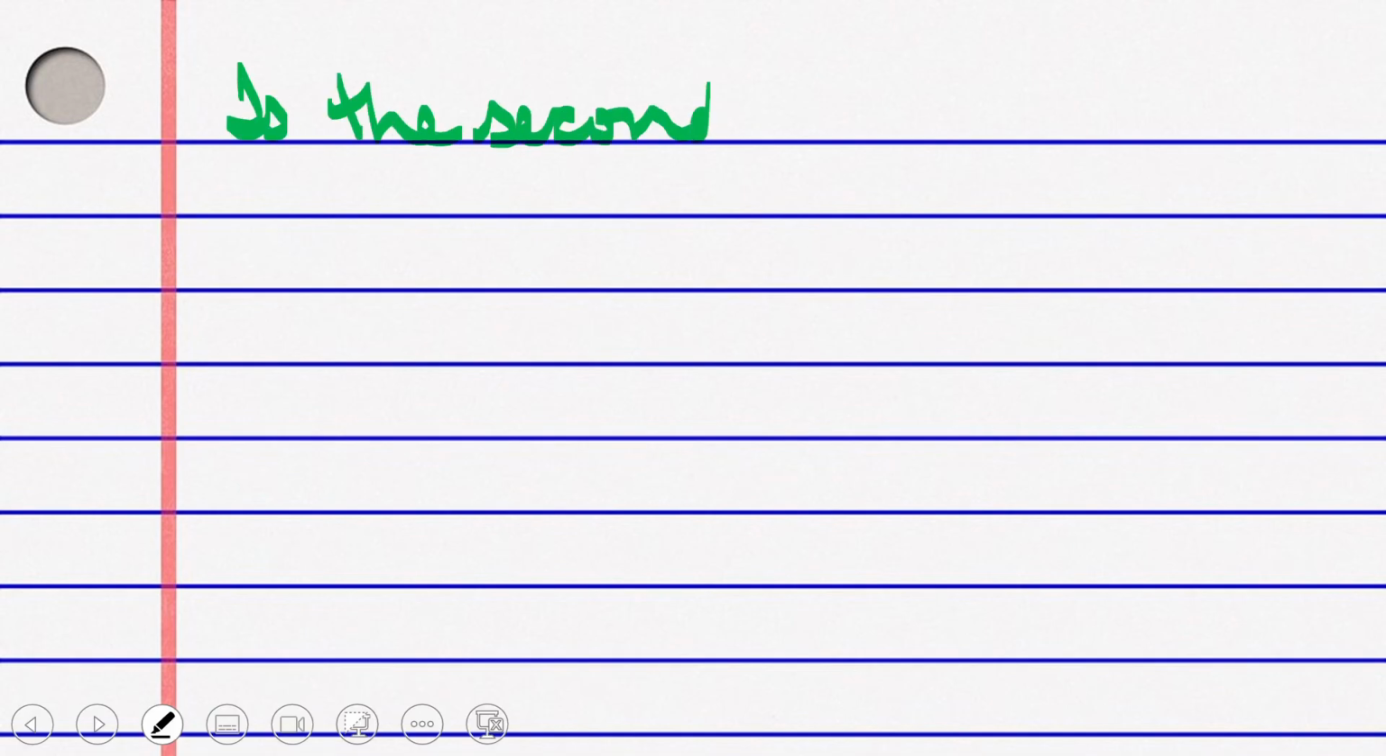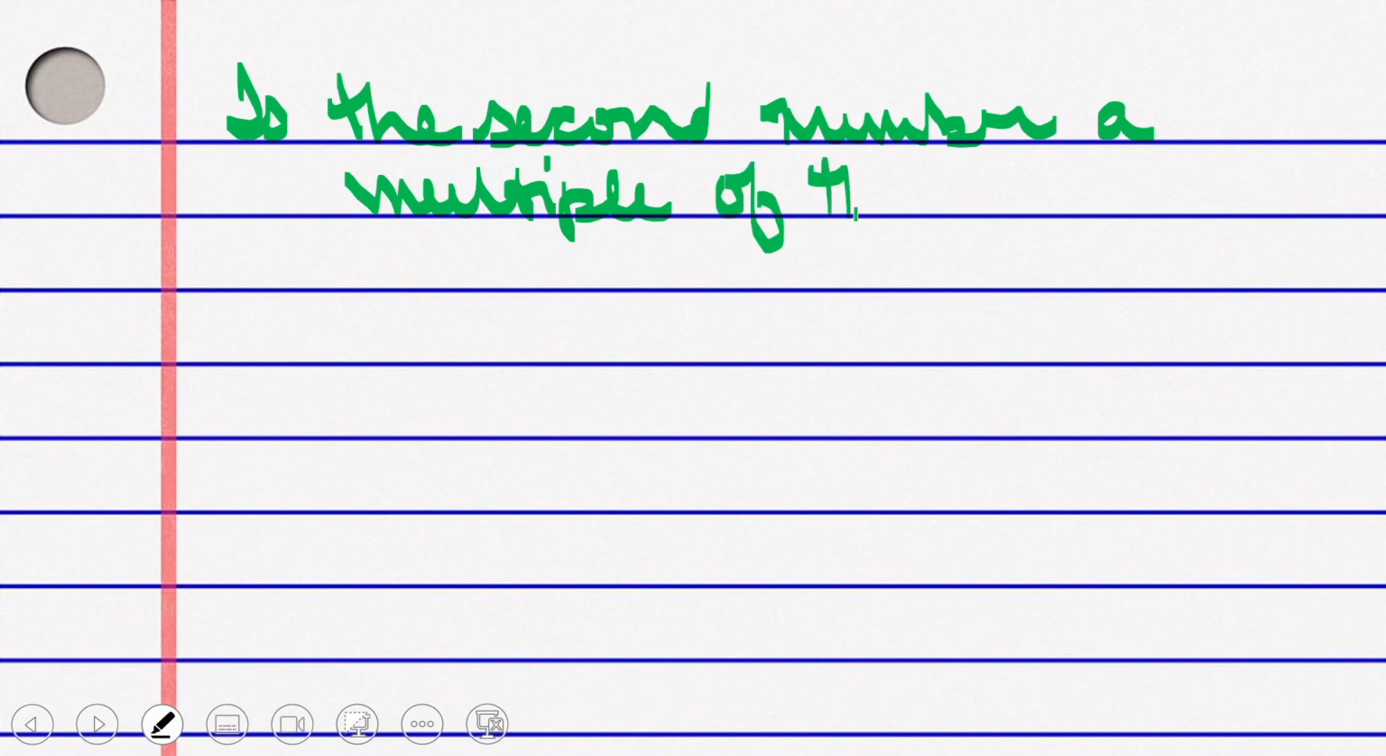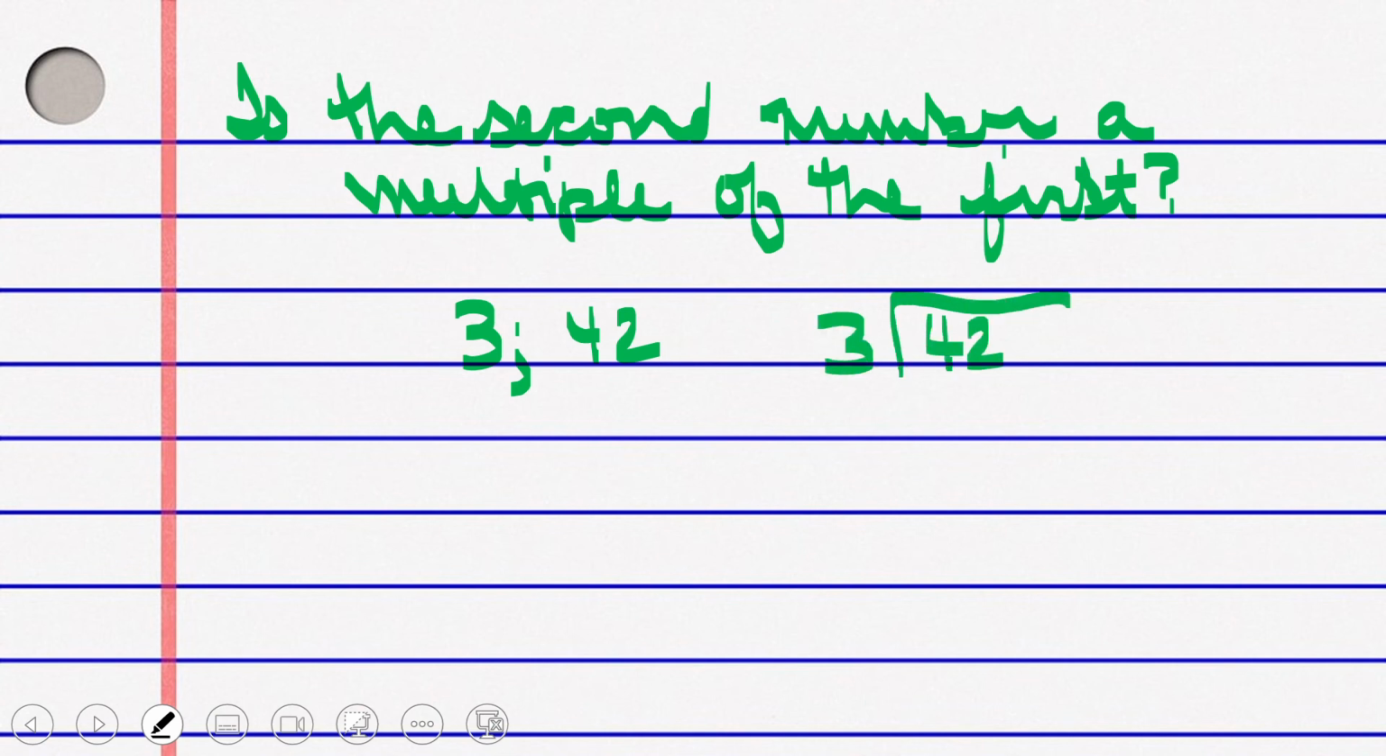Alright, again, if you're asked if the second number is a multiple of the first, you're still dividing to find out. You're given something like 3 and 42. Alright, so you're going to say 42 divided by 3. 3 fits into 4 once. 1 times 3 is 3. 4 minus 3 is 1.